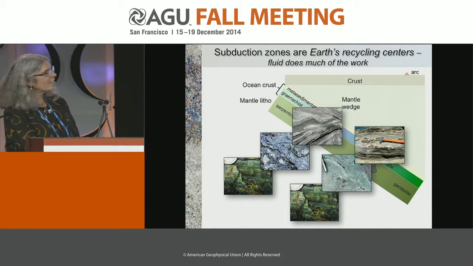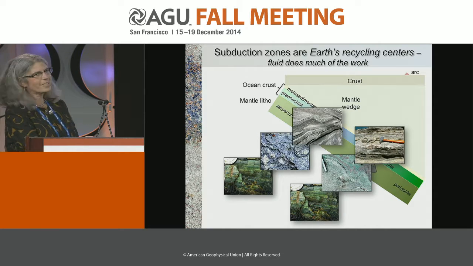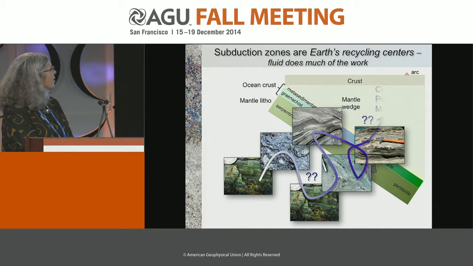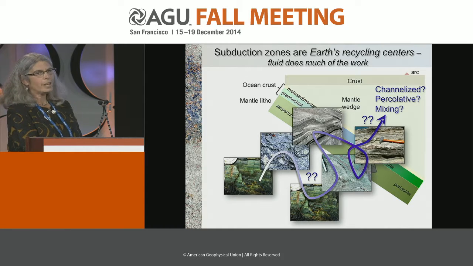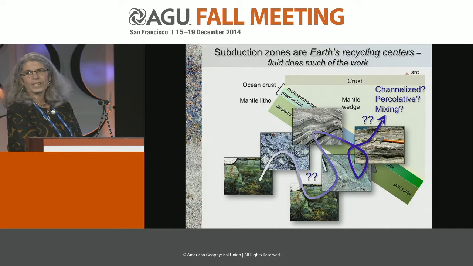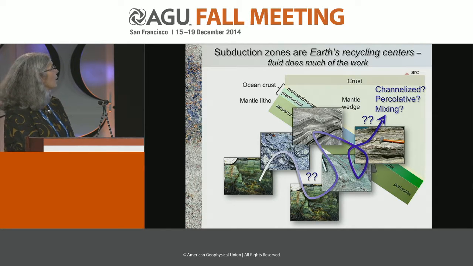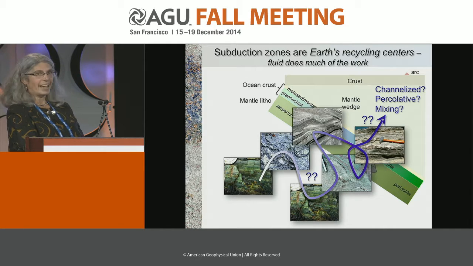Okay, so the big question here is if we have all these stacked up rocks, serpentinites, blueschists and eclogites, sedimentary rocks all going down the subduction zone, how do fluids get out of these rocks? We think serpentinites are the major source of aqueous fluids that get liberated at convergent boundaries. How do those fluids pass through the overriding material? How do they move around once they get into the mantle wedge? Are they channelized, percolative? Do we have a lot of mixing? And I think the answer to all these questions is yes, but we don't really know that much about all of the details.